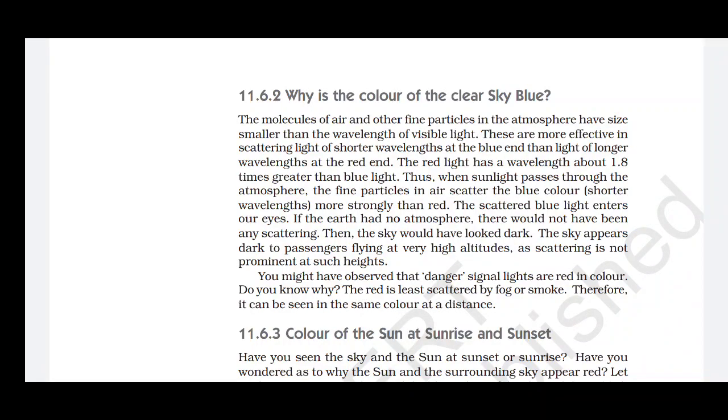So what happens when sunlight passes through the atmosphere? The fine particles in the air scatter the blue color more strongly than the red. The blue color that is scattered enters our eyes. If the earth had no atmosphere, then there would not have been any scattering, and the sky would have looked dark. The sky appears dark to passengers who are flying at a higher altitude, as scattering is not prominent at such heights.